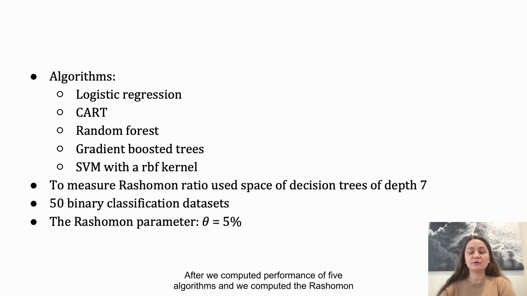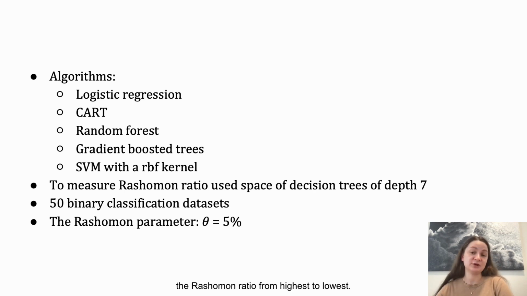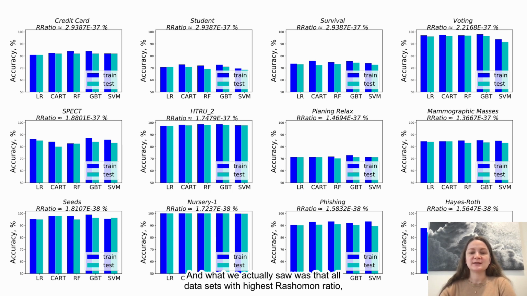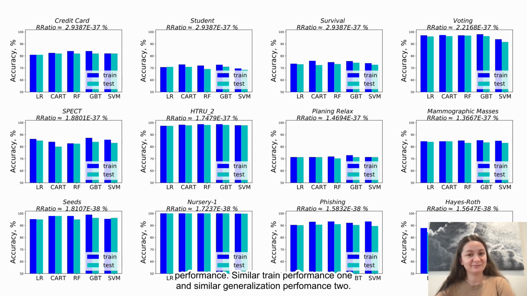After we computed the performance of our 5 algorithms and we computed the Rashomon ratio, we plotted that performance and we ranked all the data sets with respect to Rashomon ratio from highest to lowest. And what we actually saw was that all data sets with the highest Rashomon ratio, as on this slide, had similar performance, similar train performance, 1, and similar generalization guarantees, 2.